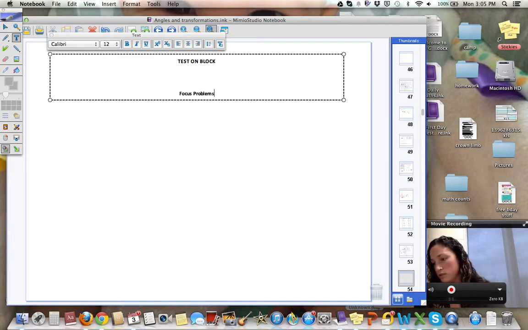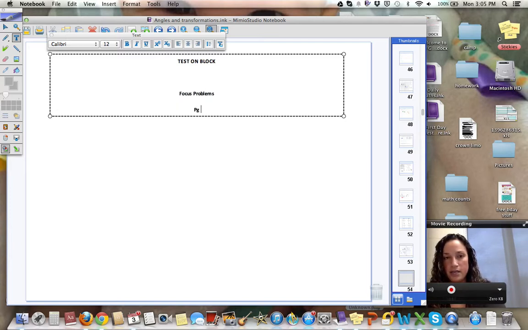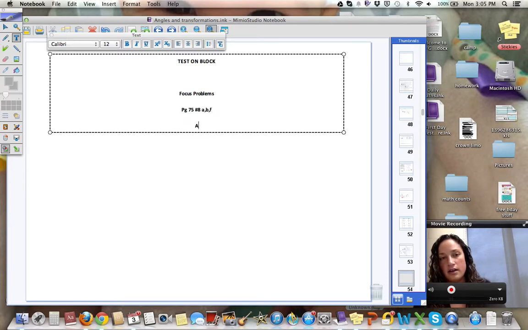Focus problems. Page 75. Number 8. F. After you do these, a line of best fit.